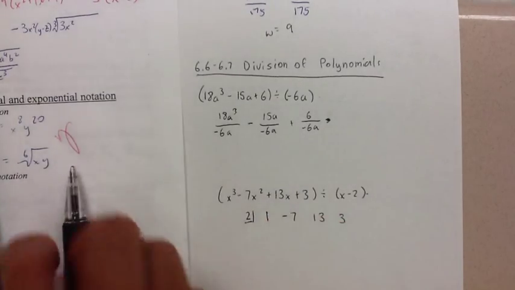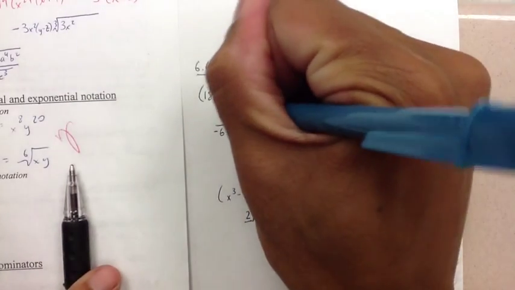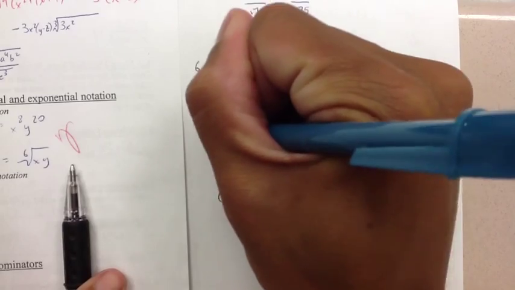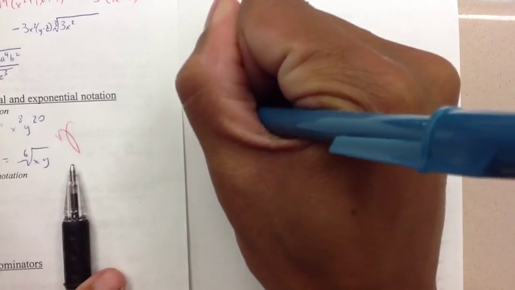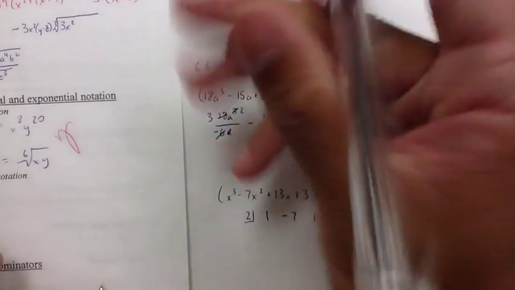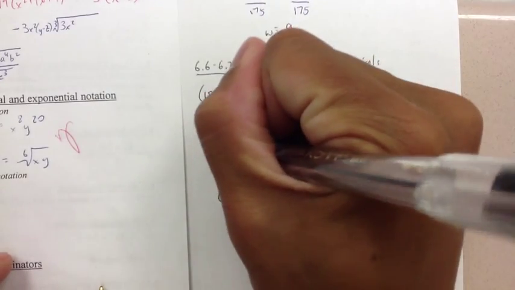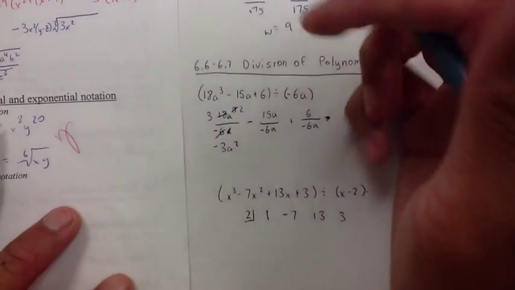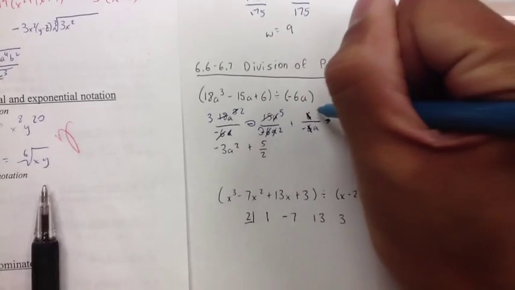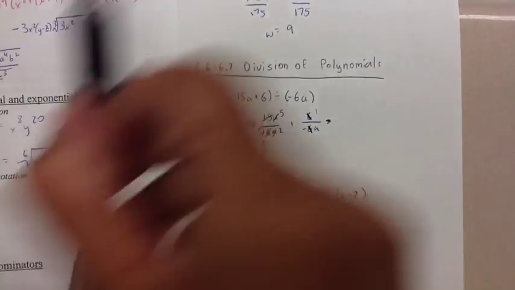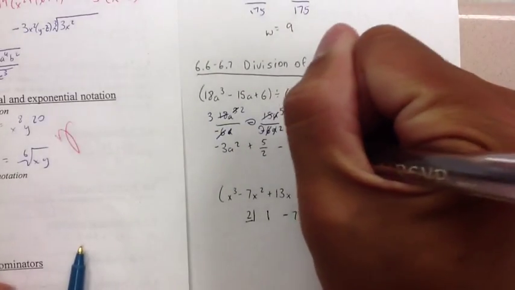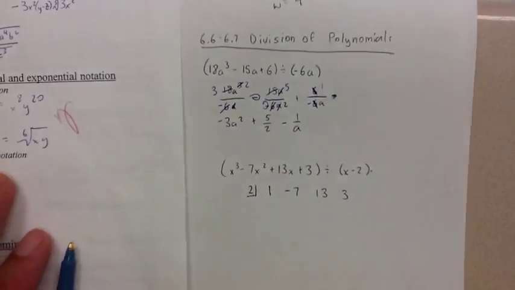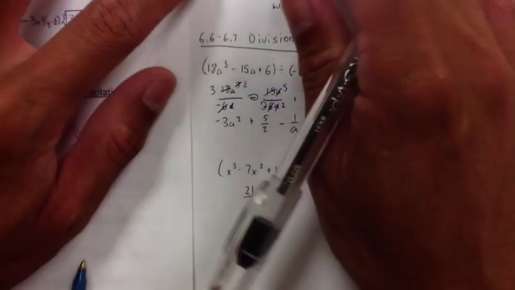and just start canceling. So here, one of my a's cancels, and the 6 cancels. So I just have negative 3a squared. Negatives cancel here. A bunch of things cancel out, and you're down to this. The next one, I'm going to show you synthetic division.